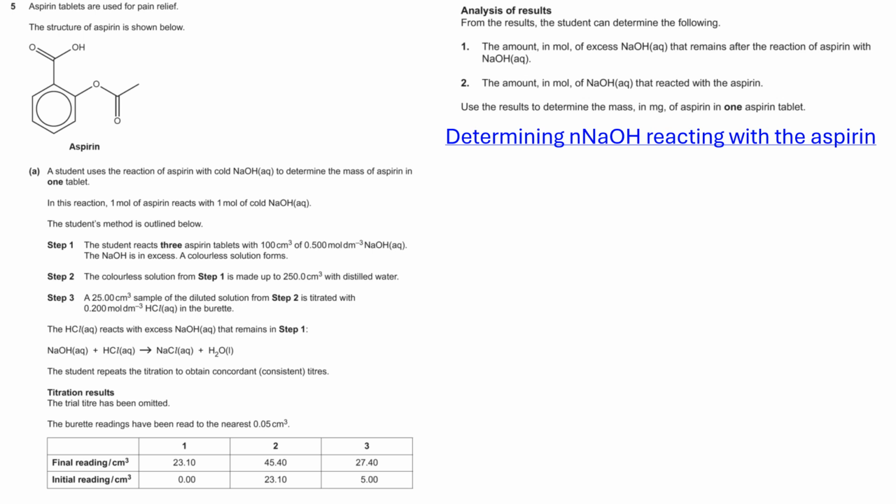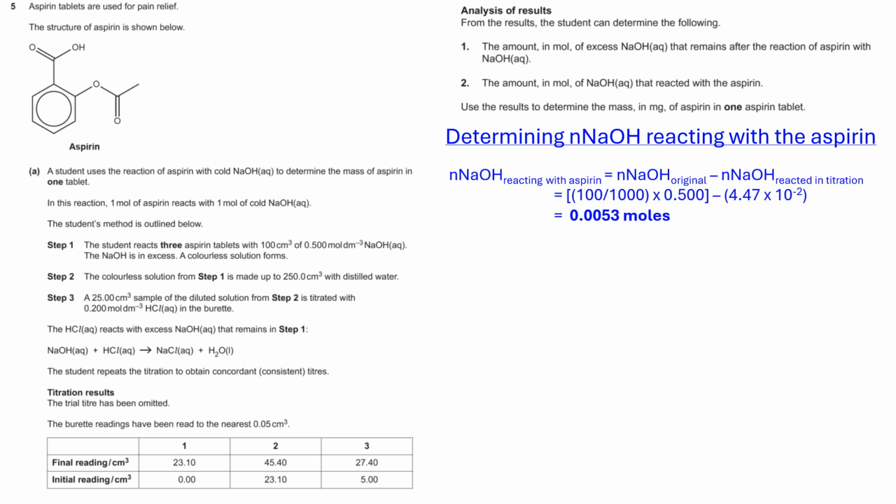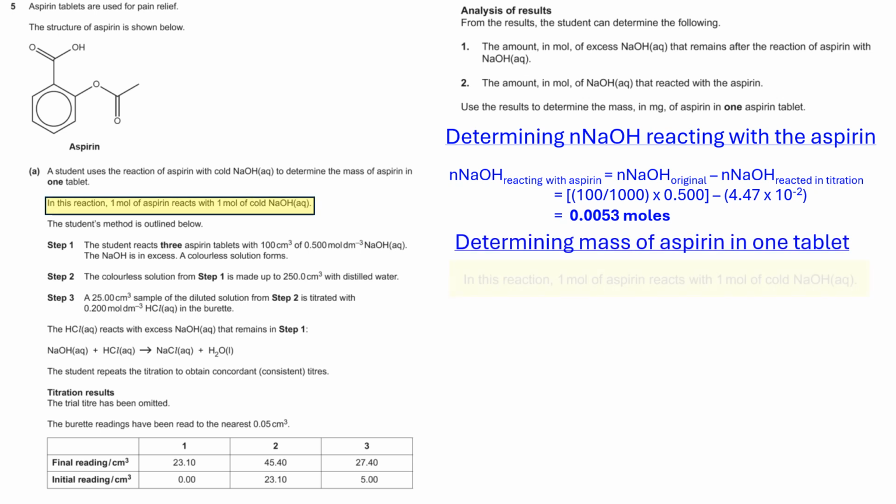So now we need to determine the moles of sodium hydroxide reacting with the aspirin. So that is the original unreacted sodium hydroxide before we put the aspirin tablets into it, take away the sodium hydroxide that reacted in the titration. So that gives us 0.0053 moles. So the mass of aspirin in 1 tablet, let's have a look a bit more closely.